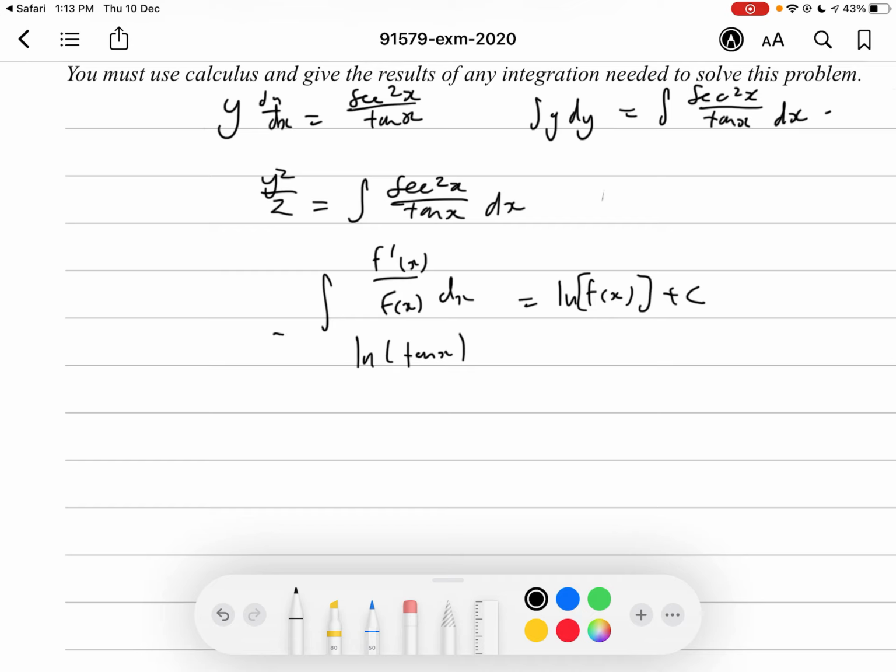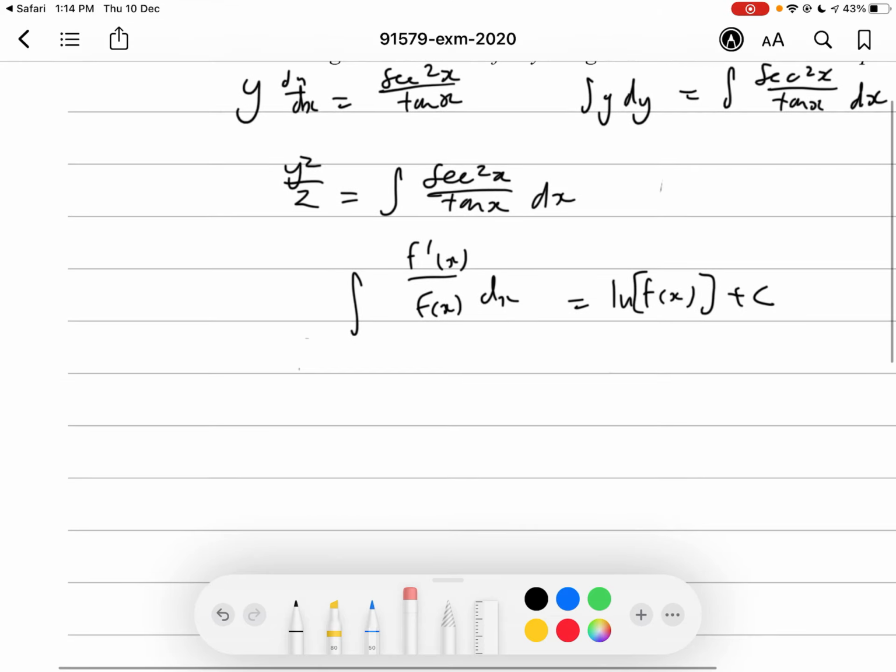So if we want to differentiate, we say f of x equals ln of tan x. If we differentiate that, we'll get the derivative of the inner function, which is secant squared x, divided by everything on the inside, which is tan x. So that indeed gives us secant squared x over tan x. But if you don't see that, that's one way you could do it. If you did not see that way, we can just do it another way.